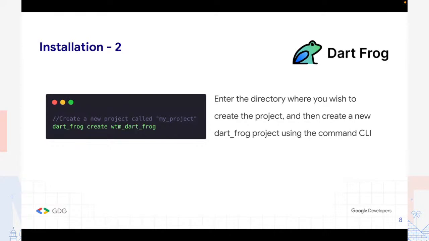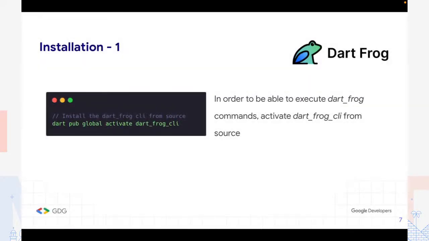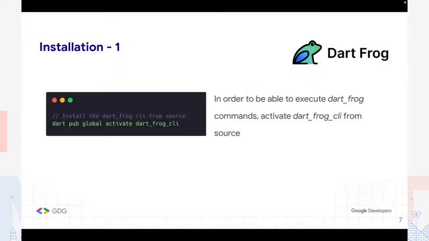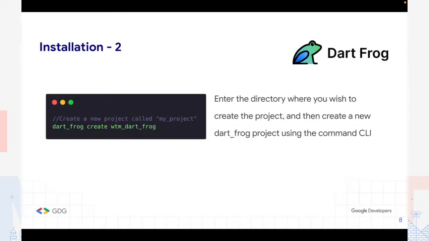Just like that, here I'm using the dart_frog command. In order to use that command, this is very important: if you miss a step, then for sure you're going to get an error if you're using the create command first, because it will not recognize what Dart Frog is. That is the reason I'm going to activate the Dart Frog CLI before I actually start using the Dart Frog commands. So with this command, you can create a project.